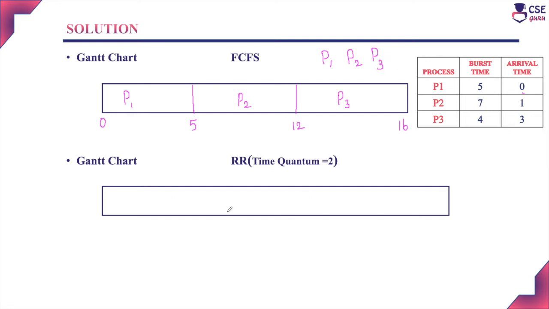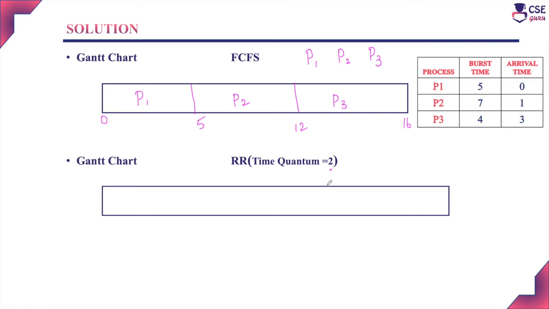Next, we will solve the problem based on the RR scheduling algorithm, that is round robin scheduling algorithm with the time quantum 2 milliseconds. In round robin algorithm, the time quantum will be given. So each process in the ready queue will be assigned to the CPU only for the specified time quantum. Once the time quantum is over, the process will be dispatched from the CPU and the next process in the ready queue will be assigned to the CPU for execution. So in this way, each process will execute with the CPU only for the specified time quantum in round robin fashion.